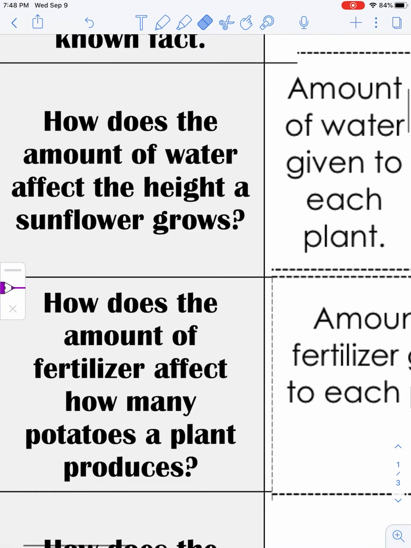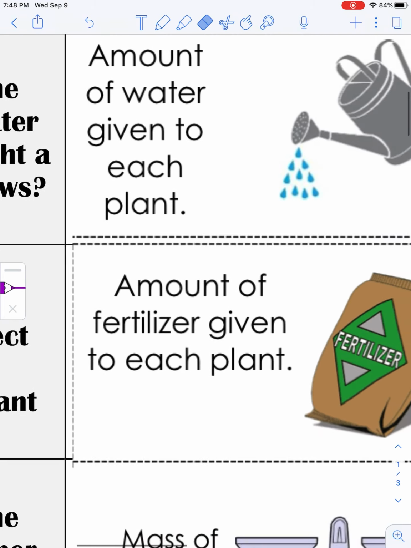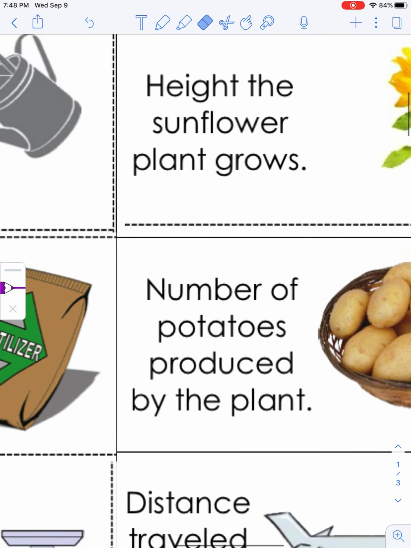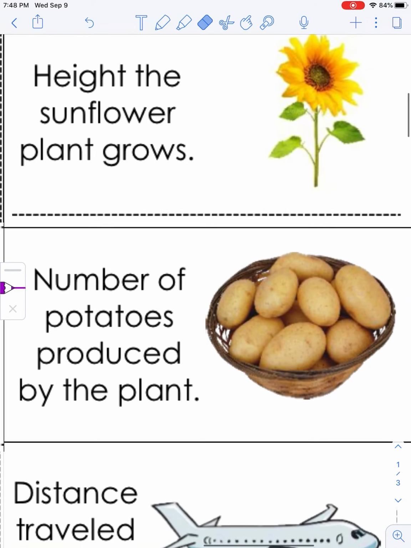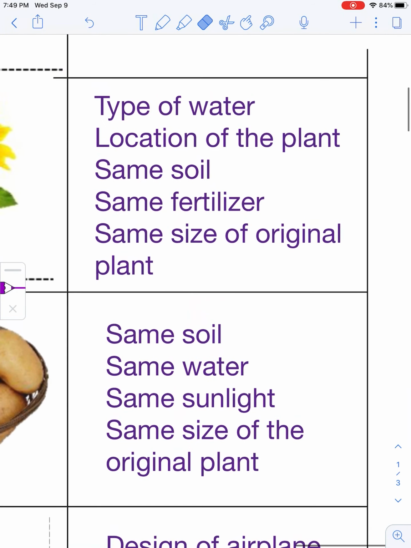All right, let's take a look at this next one. How does the amount of fertilizer affect how many potatoes a plant produces? All right, so the thing that we are purposely changing will be the amount of fertilizer given to each plant. What we are measuring then would be the number of potatoes produced by that plant. So what do we have to keep the same? Well, it has to be the same soil, the same water, the same sunlight, the same size of the original plant if you did not use seeds, okay?